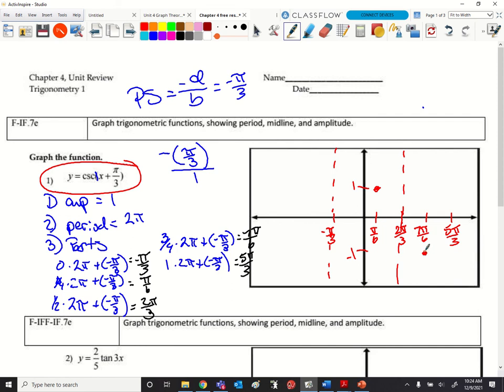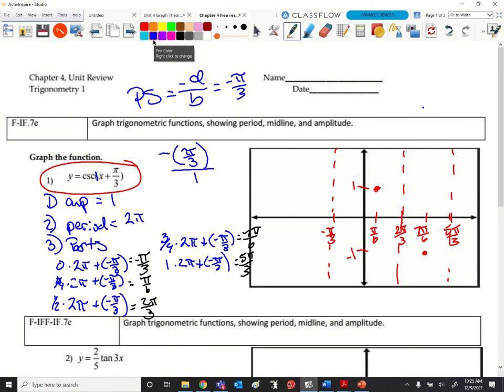So it's negative 1 here. And my 5 pi over 3 is, there we go. Now, the difference about this one, so let's say for instance you missed class yesterday, this is the only thing that's different than what we did on 4.2.